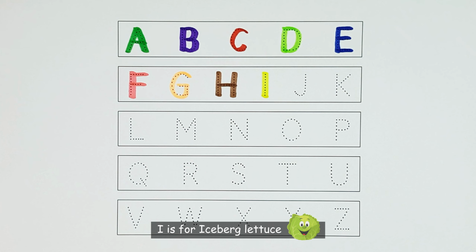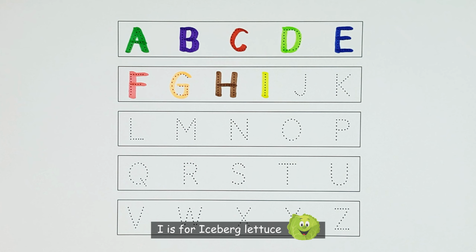A is for apple. A. B is for banana. B. C is for carrot. C. D is for dewberry. D. E is for eggplant. E.